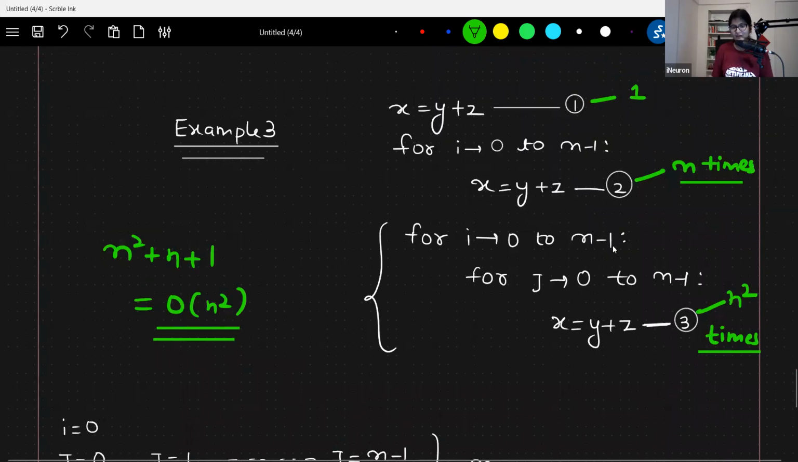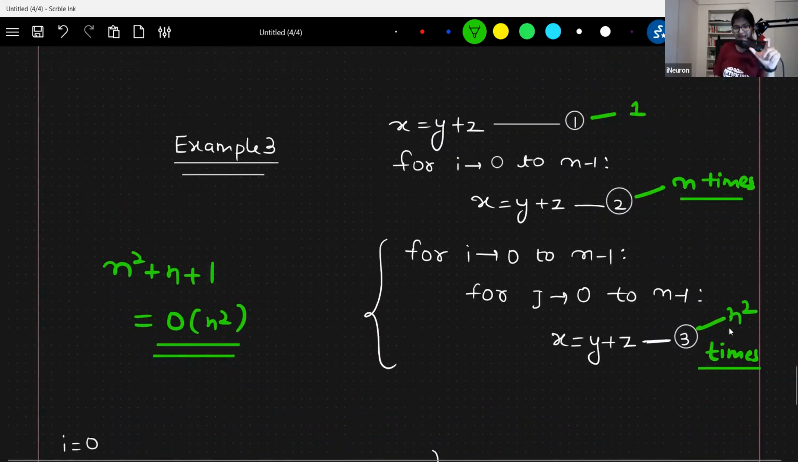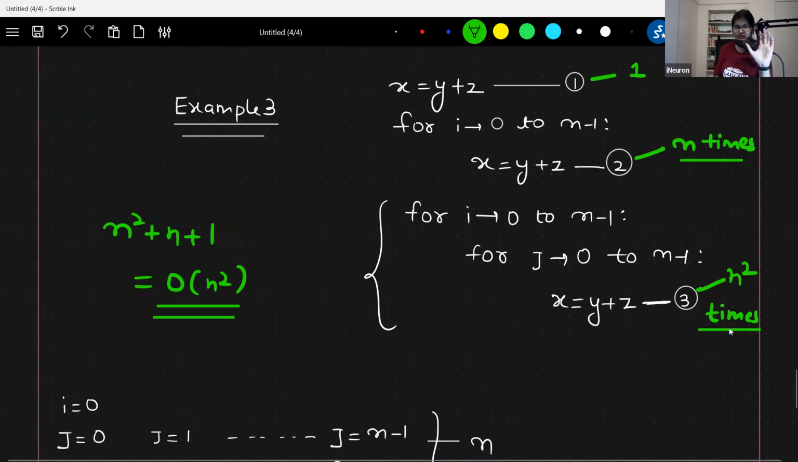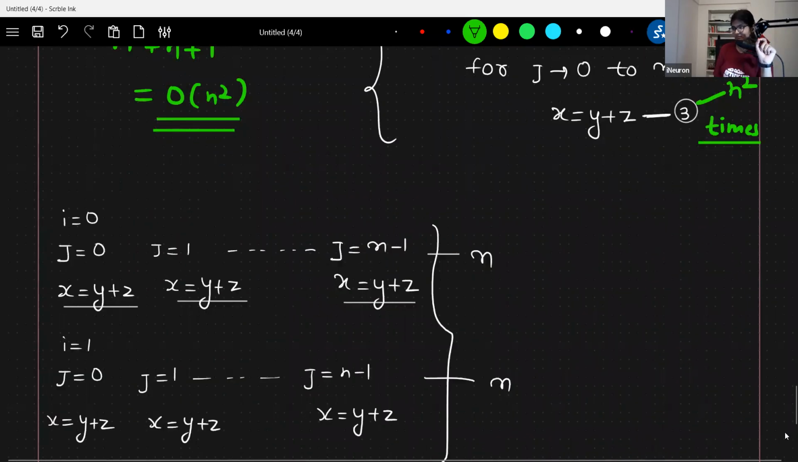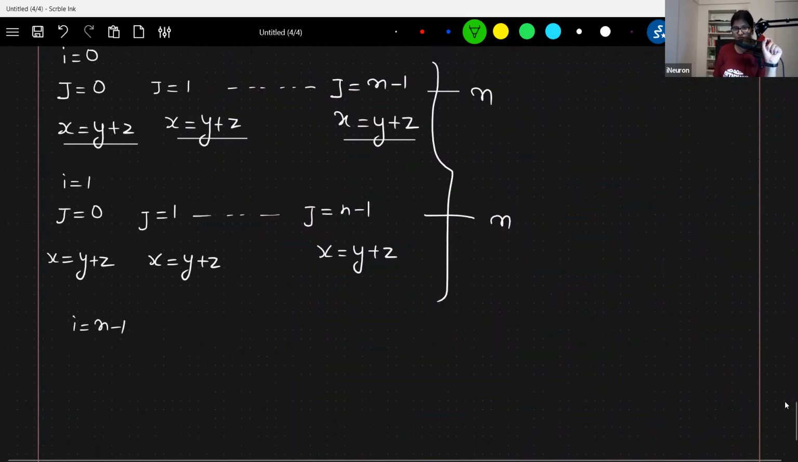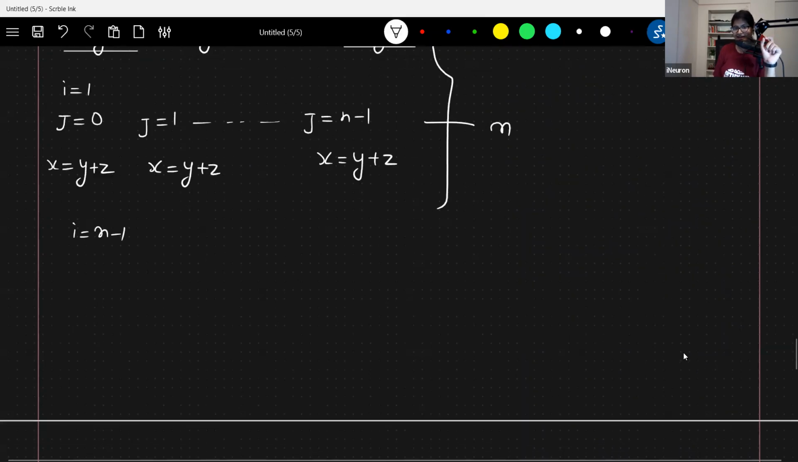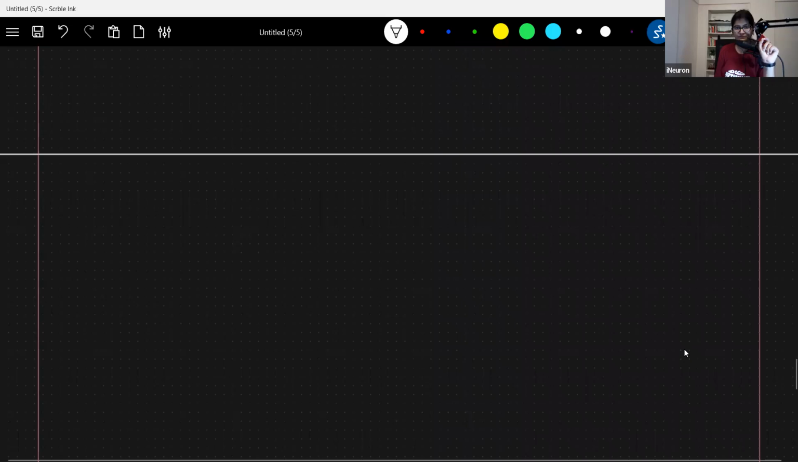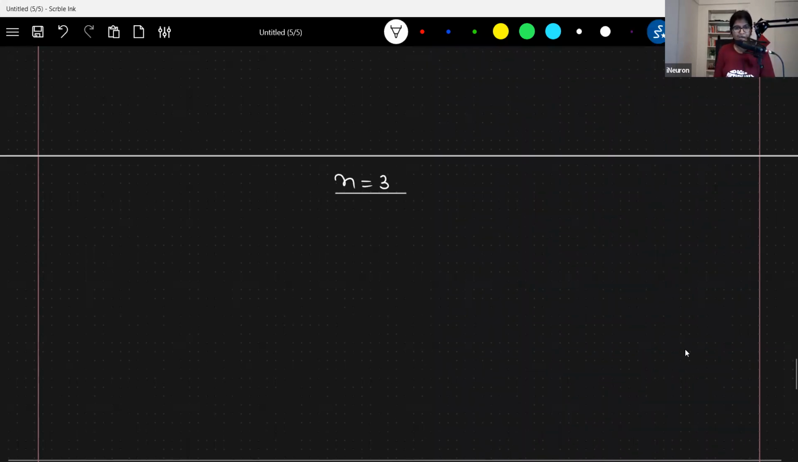So here we will be able to get this n square. How will we get it? For some students, it is not clear how I am writing it as n square. So let me give you one simple example. Consider that the value of n is equal to 3. Okay. So what will happen?